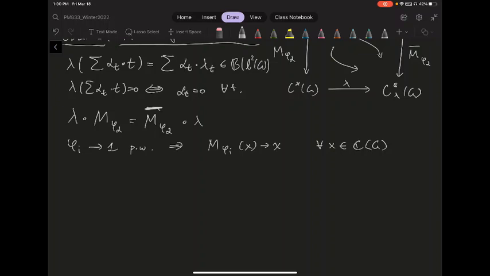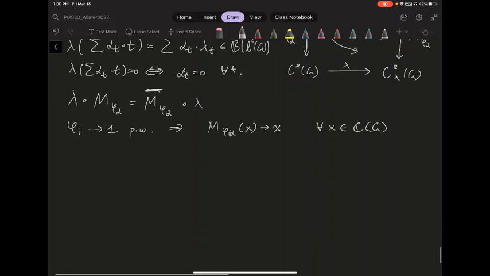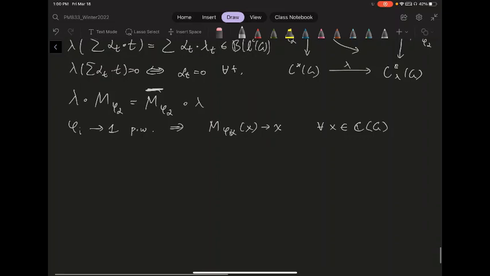But because your M phi alpha can be extended to a norm at most 1, this property will be preserved when you close it up in the universal C-star algebra. So basically, for every x inside the universal C-star algebra of G, you also have that M phi alpha of x converges to x in the universal one, all right?